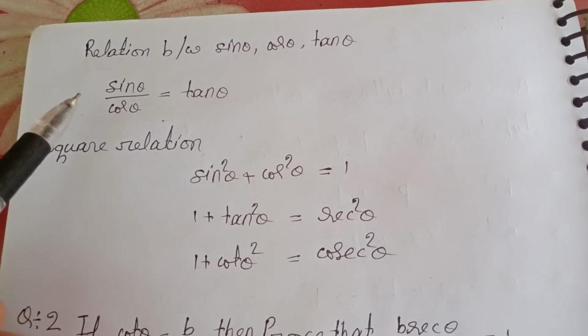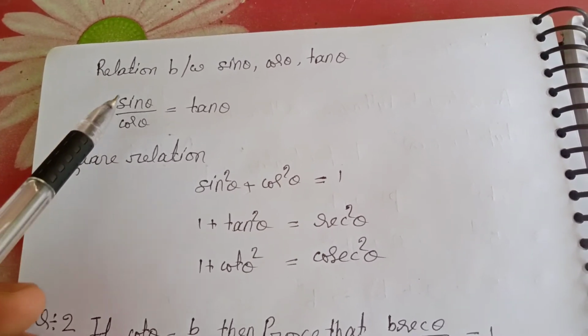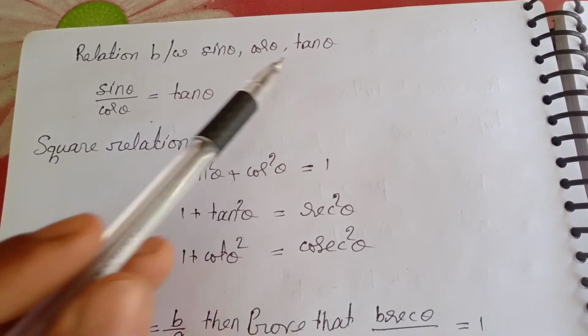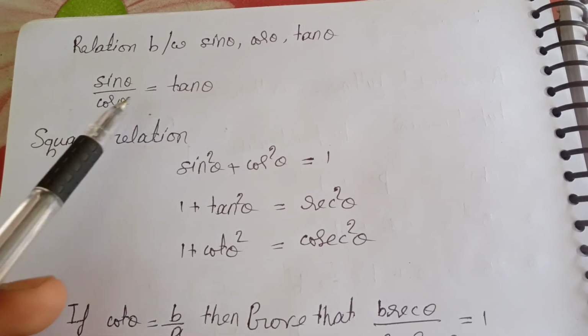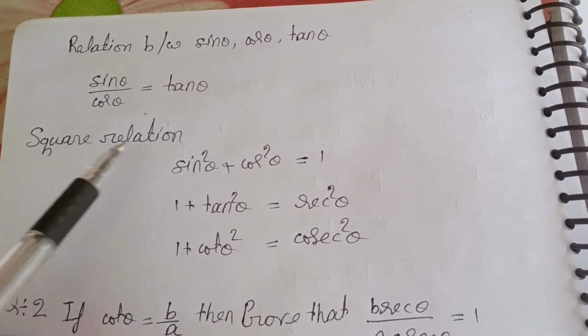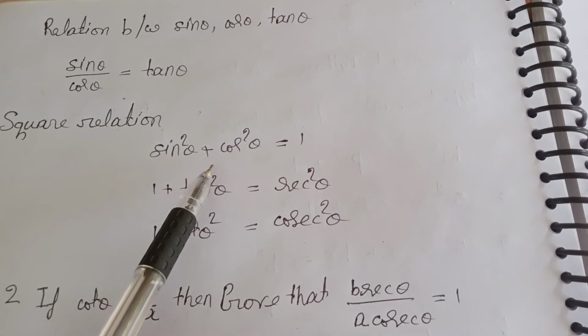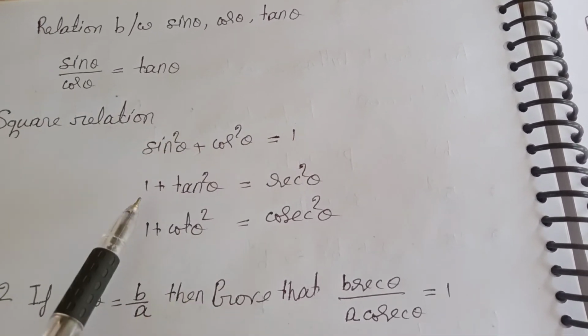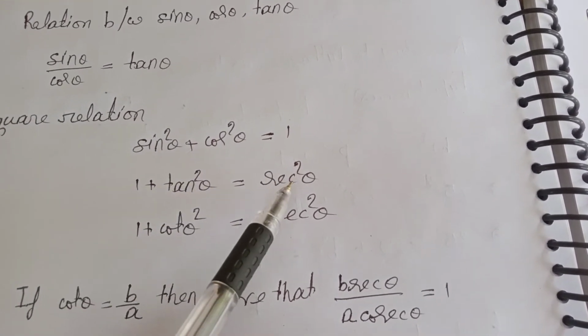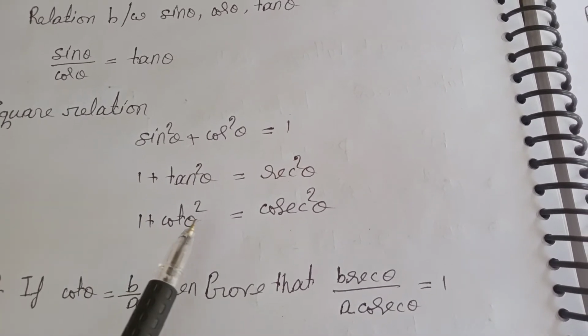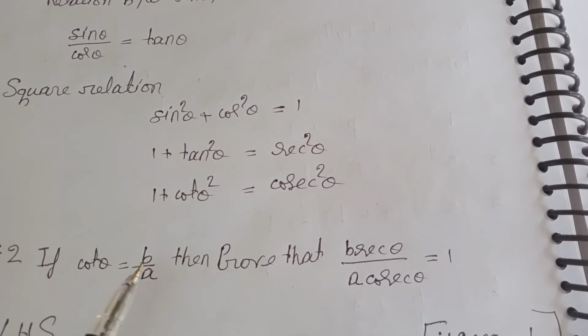Relations between sin theta, cos theta, tan theta: sin theta upon cos theta equals tan theta. Square relations: sin square theta plus cos square theta equals 1. 1 plus tan square theta equals sec square theta. 1 plus cot square theta equals cosec square theta.